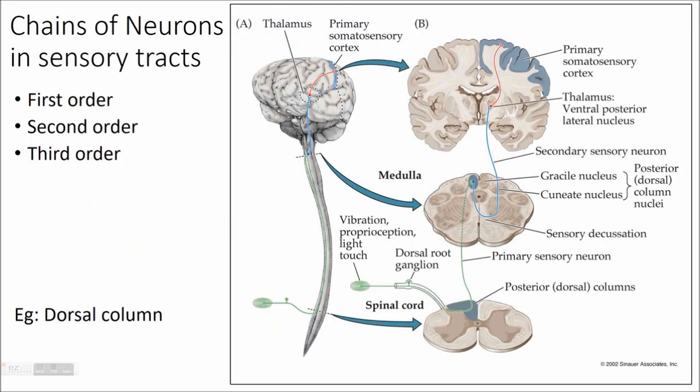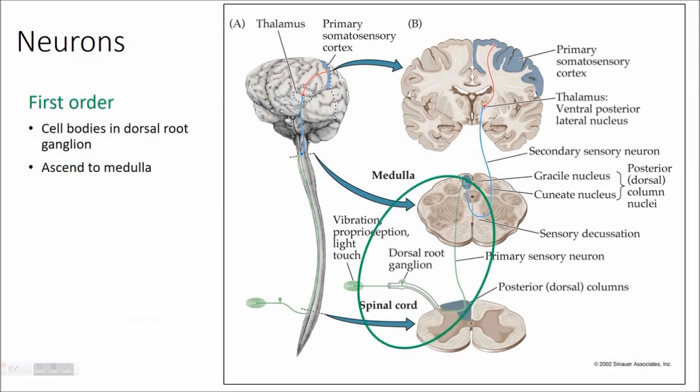So in the sensory pathways, chains of neurons are important in the formation of these tracts. So we have three orders of neurons. We have the first, second, and third order neuron. And to discuss this, I'll use the dorsal column or the dorsal column medial lemniscus pathway to explain first, second, and third order neurons. So the first order neuron receives innervation, or they receive the message like vibration or proprioception or touch from the periphery of the body, and the nerve passes through the dorsal root of the spinal cord.